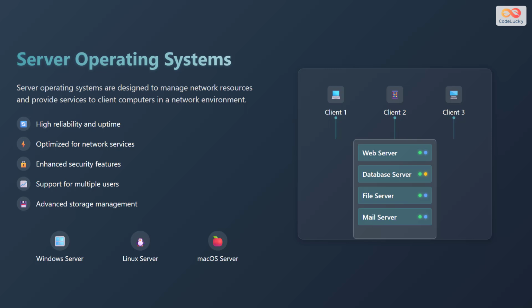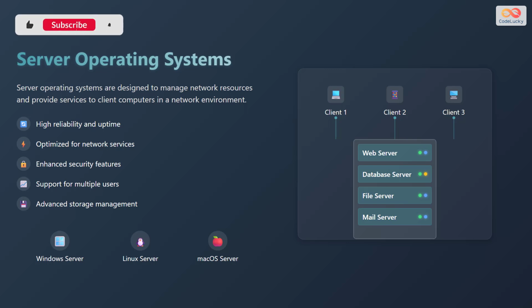Moving on to server operating systems, these are designed to manage network resources and provide services to client computers in a network environment. Unlike desktop operating systems, server operating systems prioritize high reliability and uptime, ensuring that critical services are always available. They are optimized for network services such as web hosting, email, and file storage.